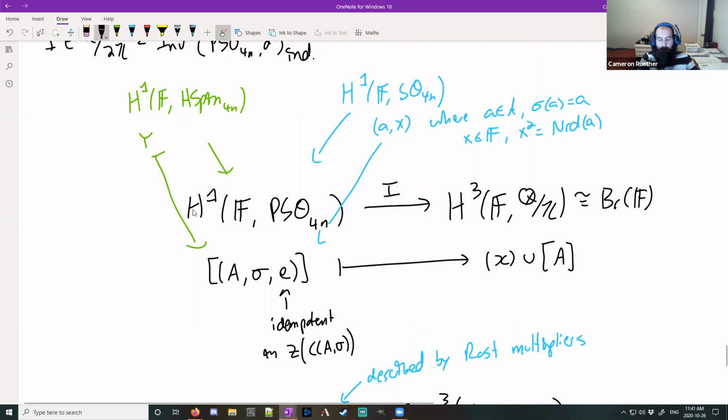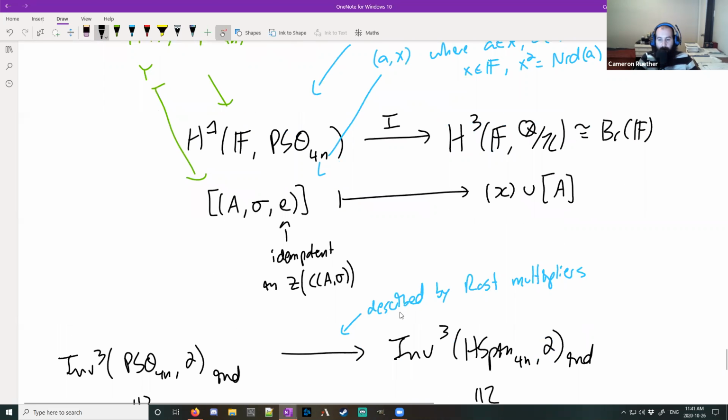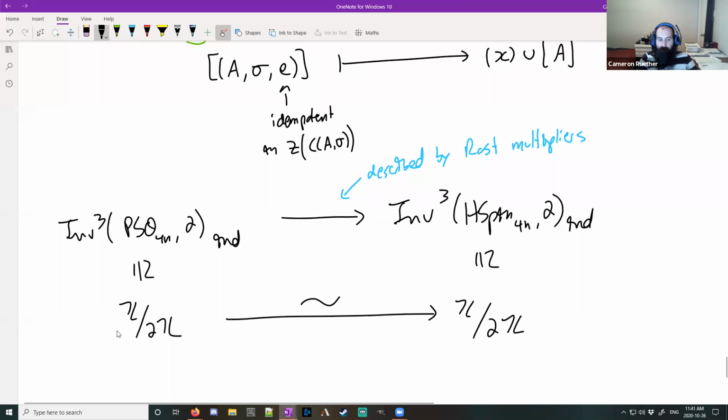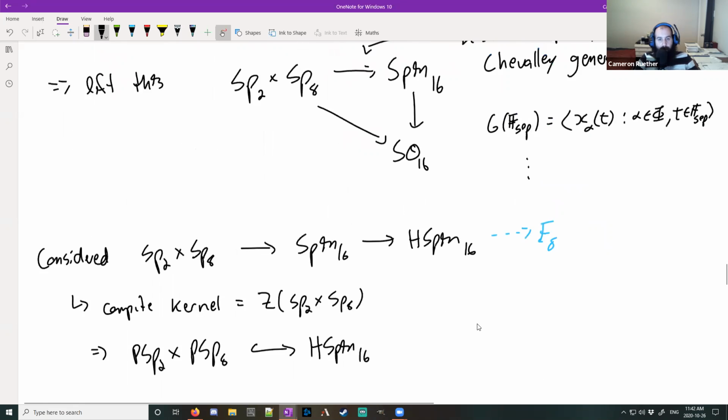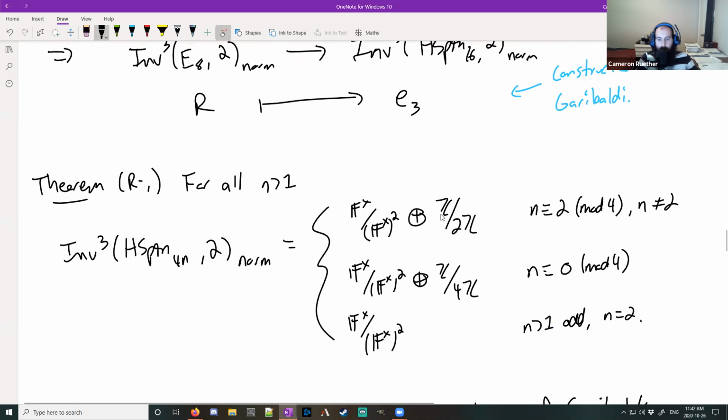So this pullback to HSpin, since I represented 1 in this group, it represents 1 in this group. And so it actually gives us a non-decomposable normalized invariant. So if we scroll way back up to this description of HSpin, the pullback of I will describe the non-trivial invariant here. We also know the decomposable invariants. So we have an explicit description of all the normalized invariants.